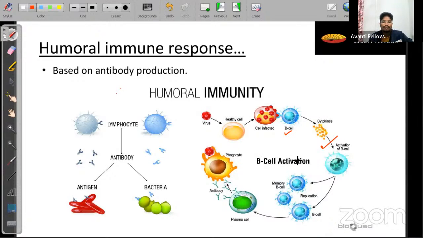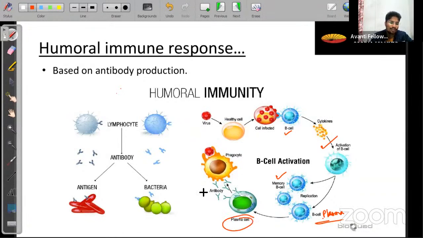dividing its army into two categories. First one is your memory B cell, and second one will be your plasma B cell. Memory B cell will be producing more and more memory B cells, and it will try to gather the memory. Whereas the plasma B cell, this is the plasma B cell. Right, the plasma B cell here you can also see.